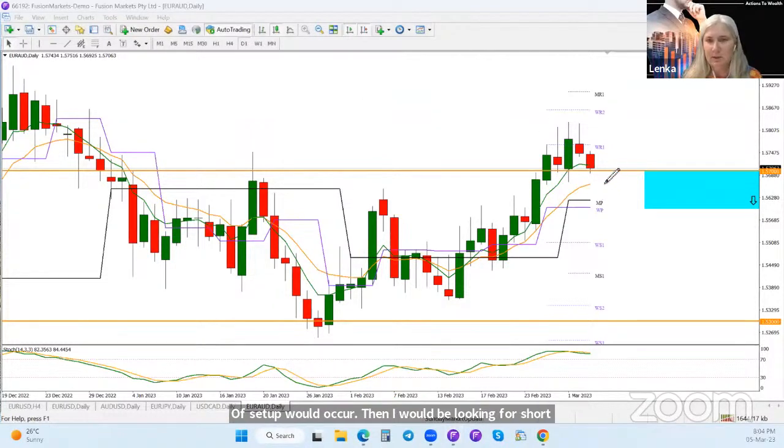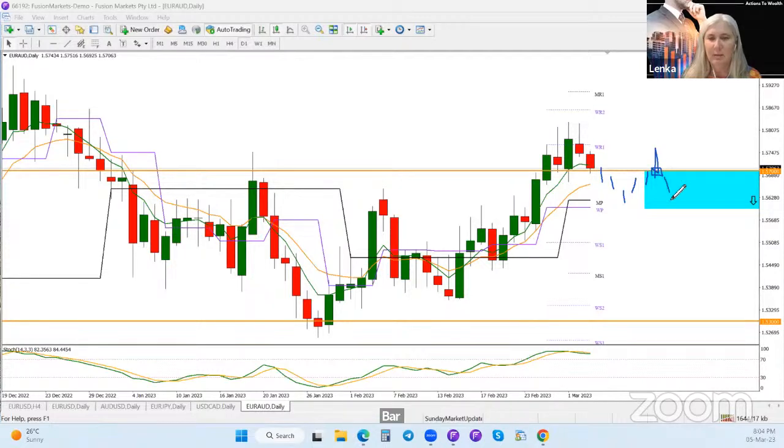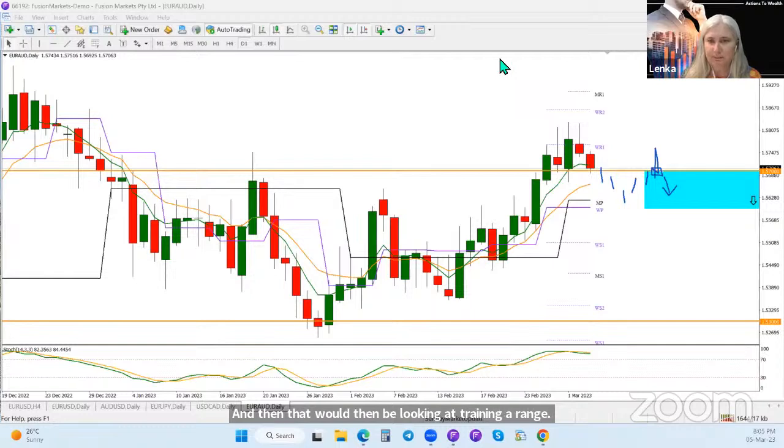And if that type of setup would occur, then I would be looking for short opportunities there. So what I'm looking for is price action to close back below and then push back into the top of that range. Possibly it could even have a pin bar there at that point. And then I would be looking for short opportunities. So I need to see some price action underneath first. Okay, and then that would be trading a range. So I'm looking at this as a range, not as a trend.